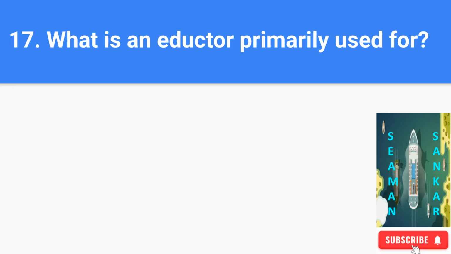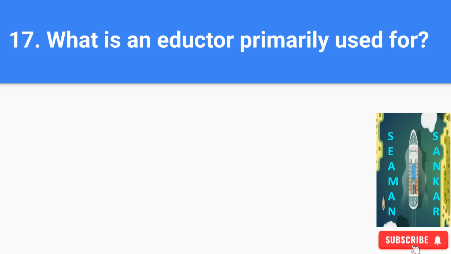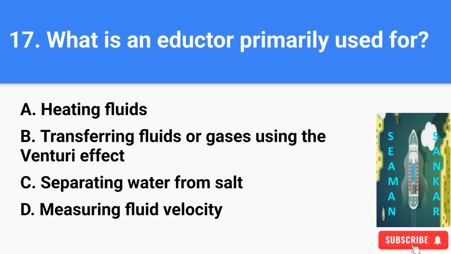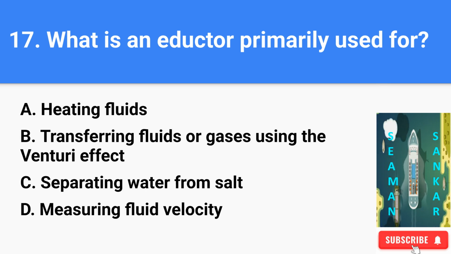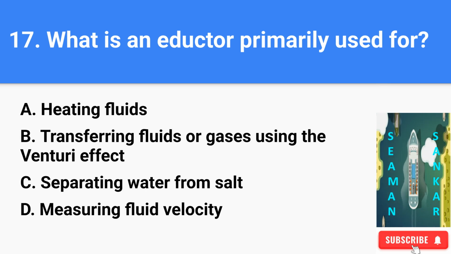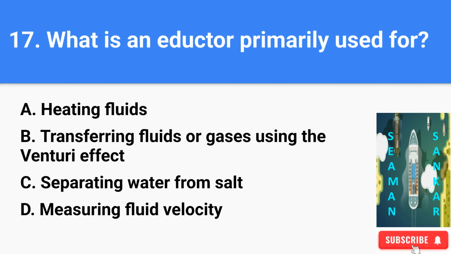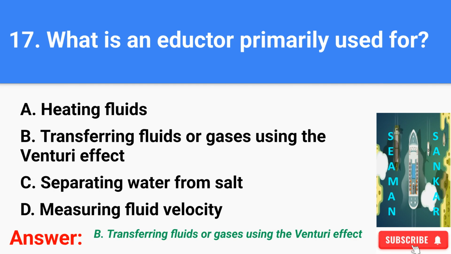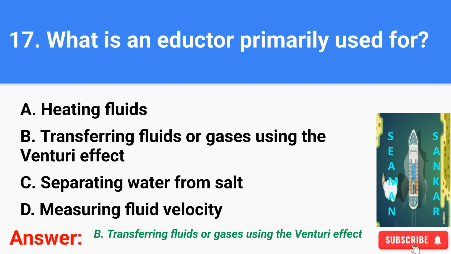Question 17. What is an eductor primarily used for? A. Heating fluids. B. Transferring fluids or gases using the Venturi effect. C. Separating water from salt. Or D. Measuring fluid velocity. An eductor is primarily used for B. Transferring fluids or gases using the Venturi effect, often to create a vacuum or pump liquids.